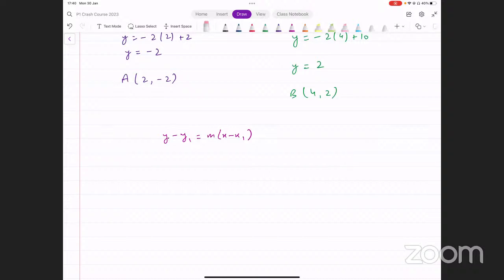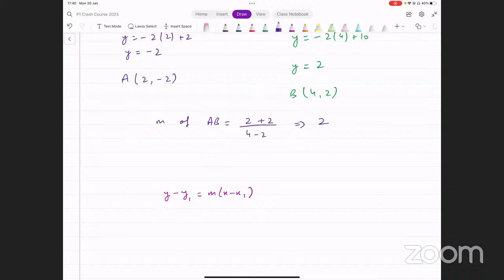If we use this, y minus y1 equals m into x minus x1, you need the gradient first, okay? Let's find the gradient. Gradient of the line AB. That's y2 minus y1, 2 minus minus 2, that's 2 plus 2 divided by 4 minus 2. And the gradient turns out to be 2 from this. So now you've got the gradient. You can use any of the 2 points along with that. For instance, you could use 4, 2, and just input values in this expression.